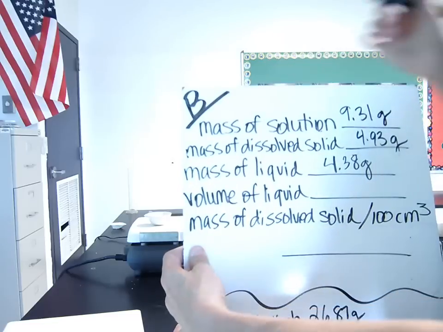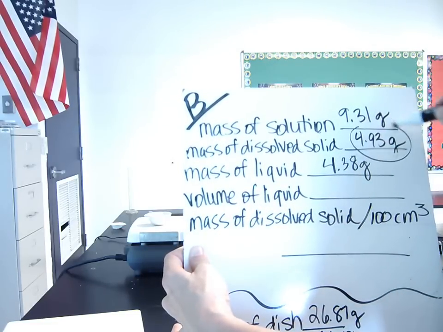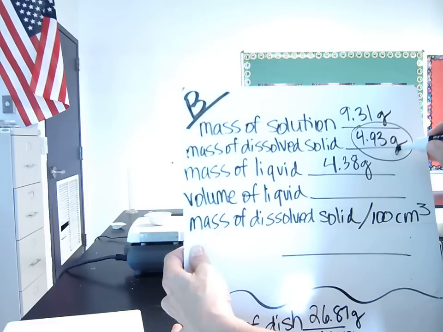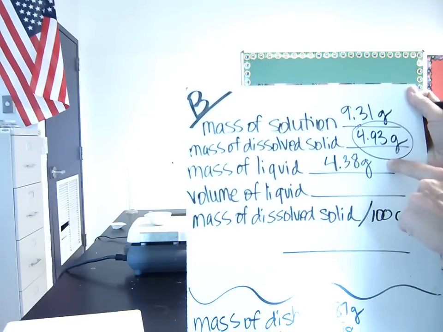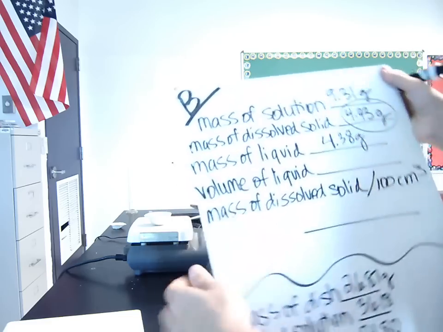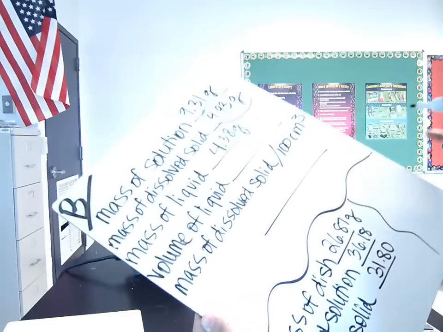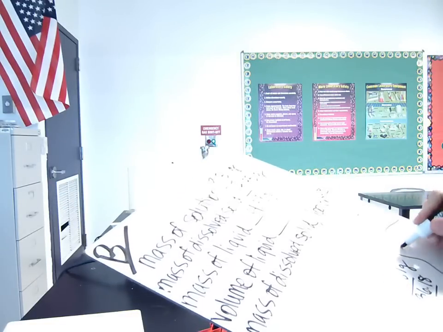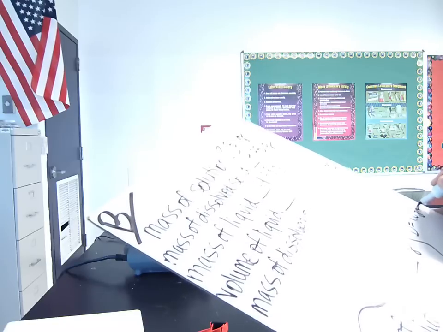So we're good here because we need to know the mass of the dissolved solids, and this is good. We're fine with this one. What we need to figure out now is if I have 4.38 grams of water, how much volume is that? So here's the easy way to do this. And I'm going to make a little sidebar over here. We know the density of water is 1.0 grams per cubic centimeter.